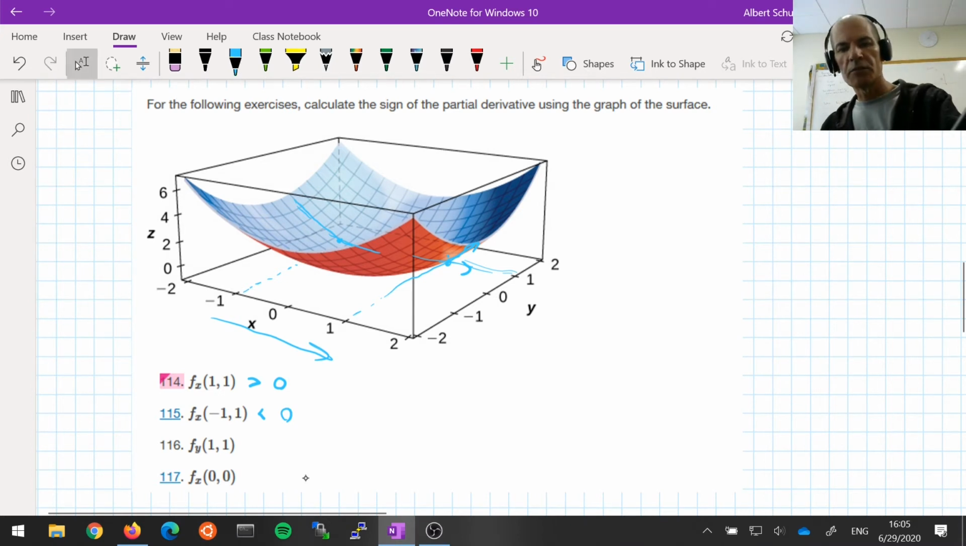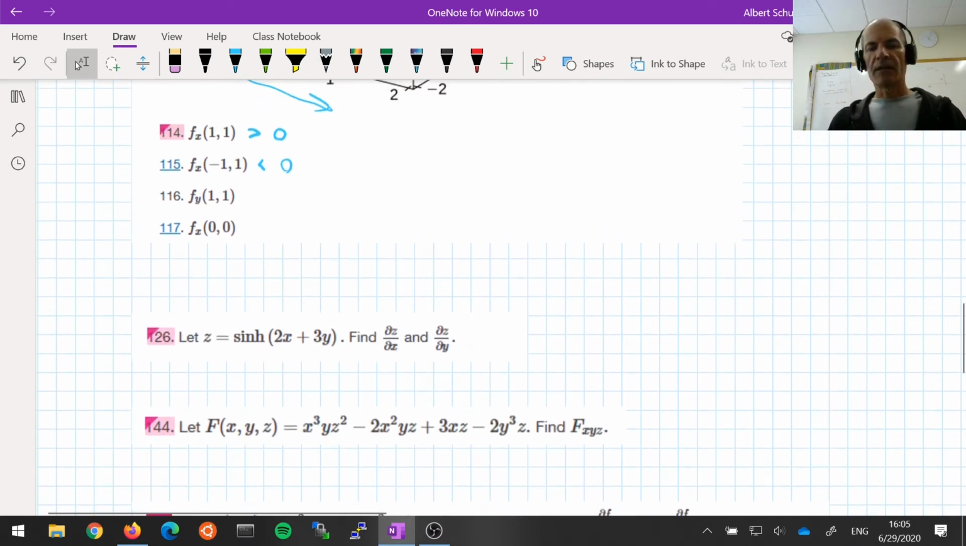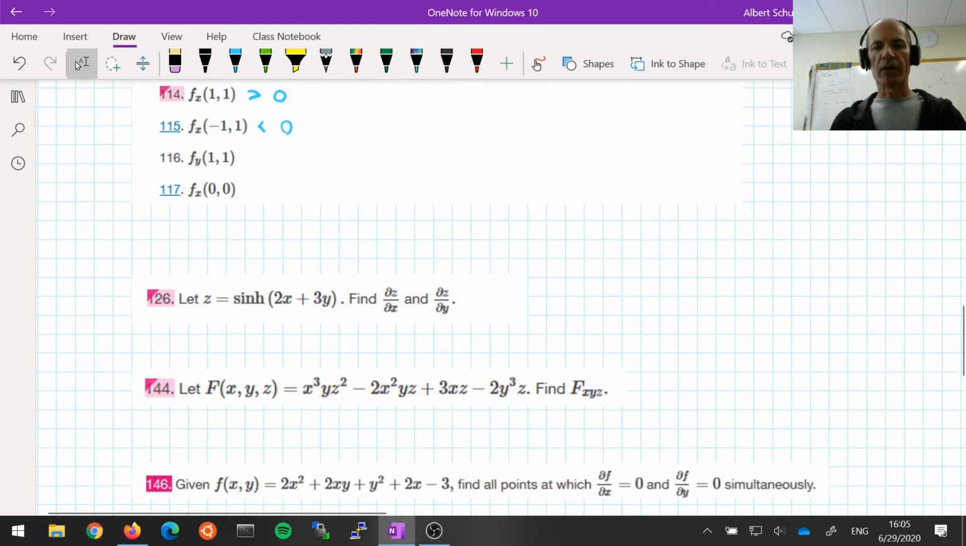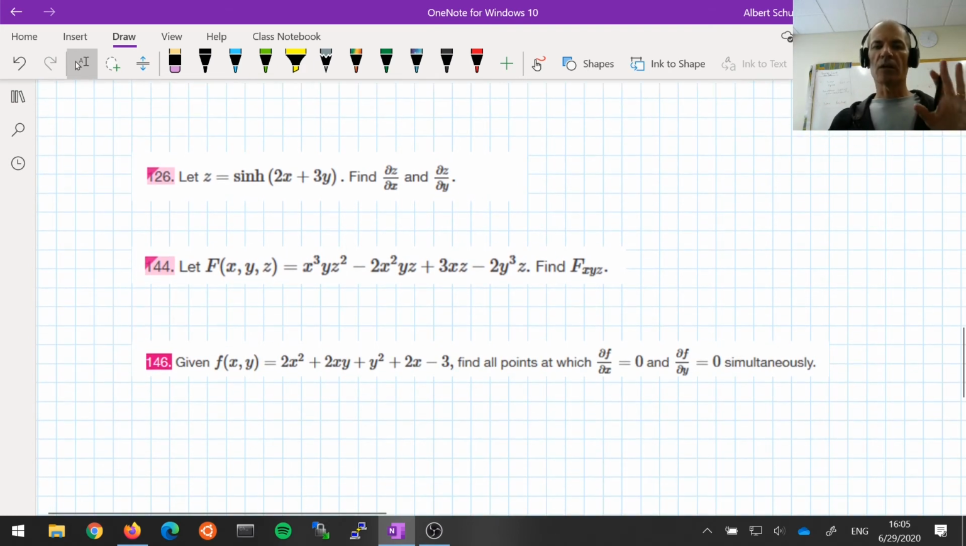So it's positive over here at the point 1, 1, and it's negative over here. This is just one direction. I want you to think about, for example, in 116, you're asked about the other direction, the y direction at the point 1, 1. All right. And I've got a couple of exercises like this in the web work too, and you should definitely work on that. The geometry of partial derivatives is very important to understand.